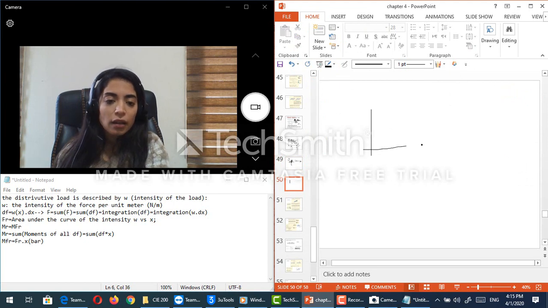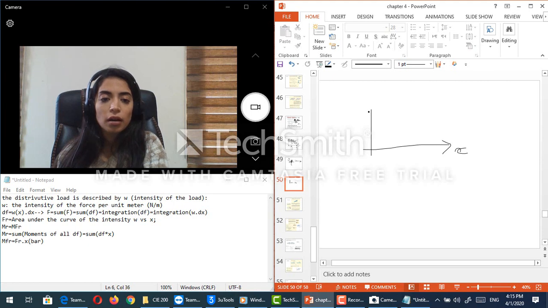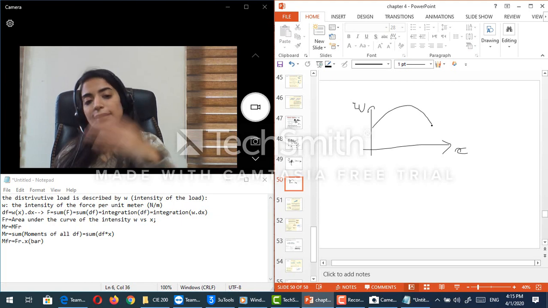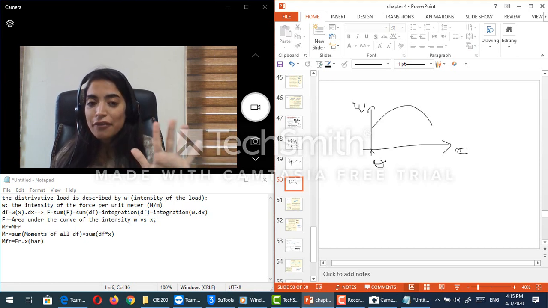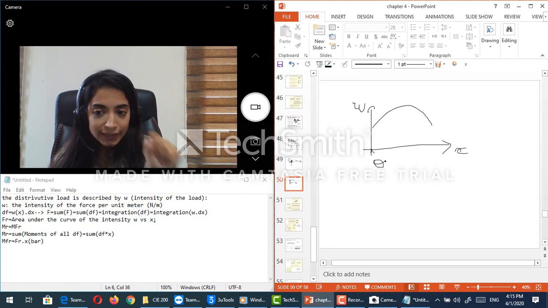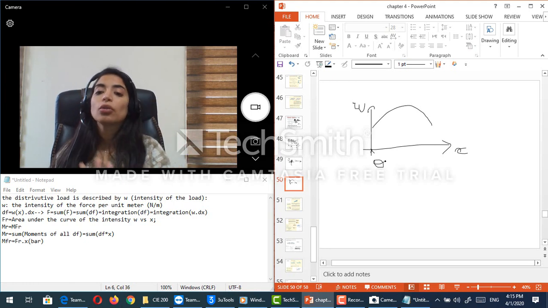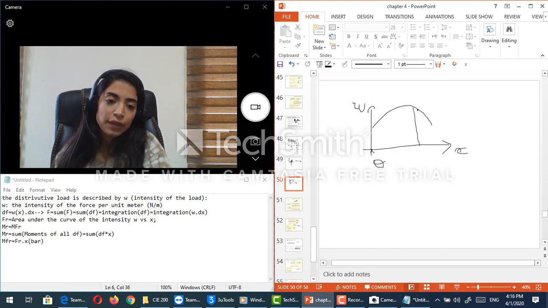Let's take a non-uniformly distributed load over x. So this is omega and this is x. Let's say this is my omega, and I need to find the moments of all dF. dF is omega dx, okay? The moments of all dF around O. So basically, guys, I know that dF is omega dx.